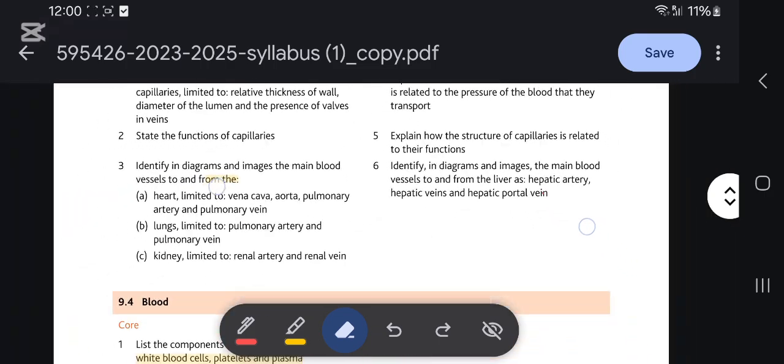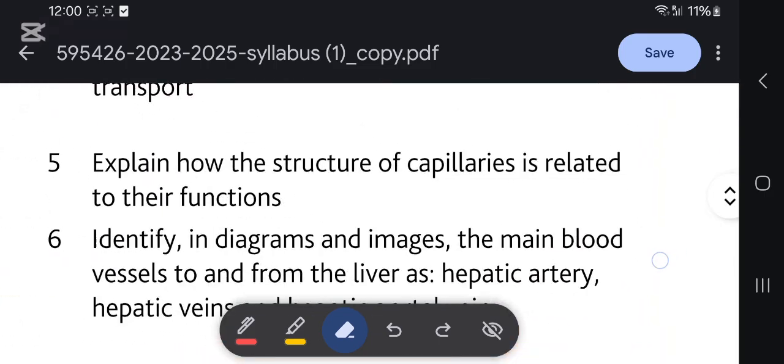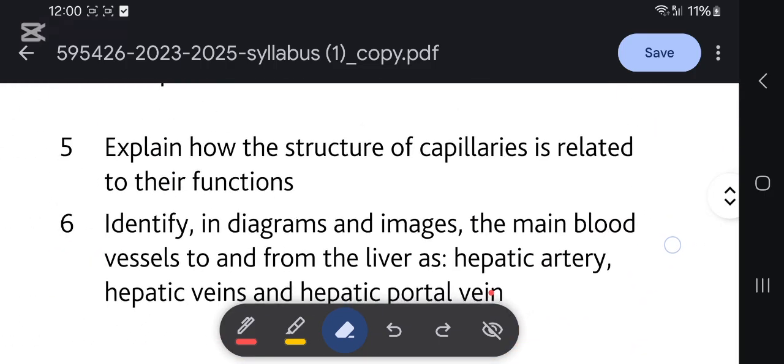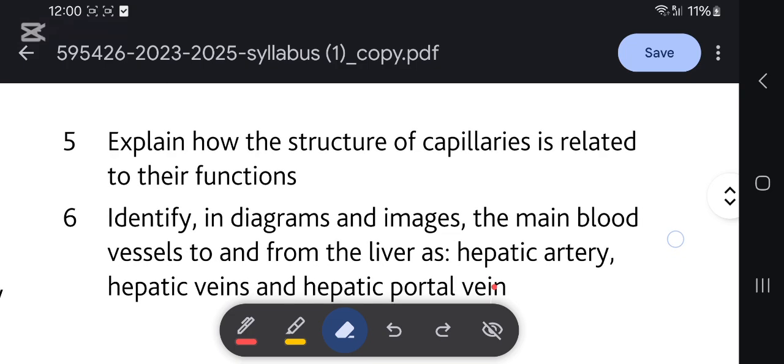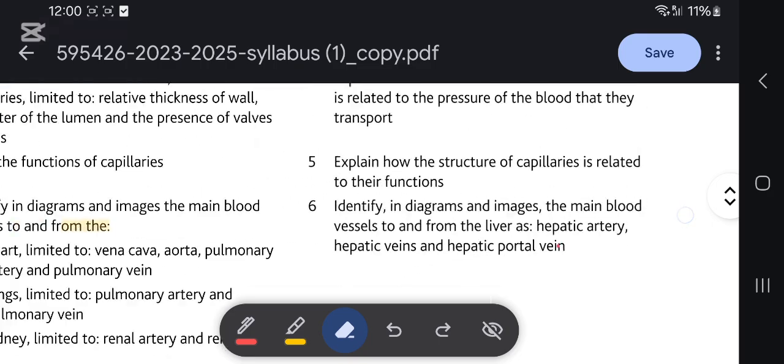Okay, even this one. So the structure of capillaries is related to its function, of course, because it has thin walls. It's only one cell thick actually, so that gas exchange can take place easily and there is a greater rate of diffusion.